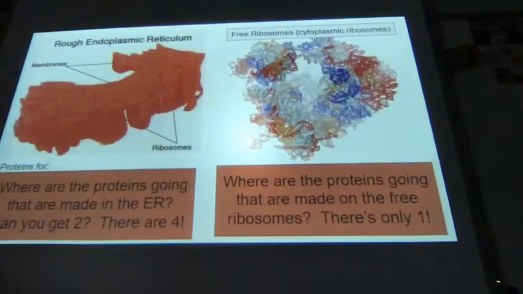Okay. Ta-da! Where are proteins going that are made in the endoplasmic reticulum? I said there are 4 different places you could say. I expect you should at least know 2, maybe 3. So where are they going if they're made in the ER? Getting out. They're going outside. There's one. The cell membrane.